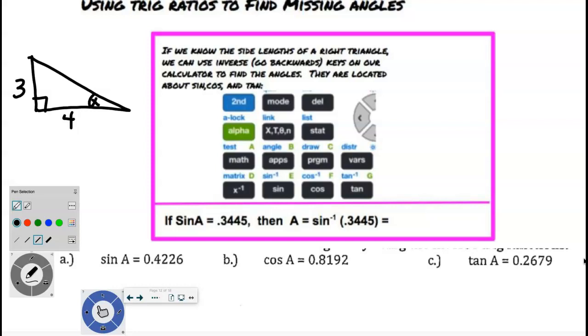I am not looking for a side. I'm looking for an angle. If you look above your sine, cosine, tangent buttons, you're going to see this notation up above. So everybody go look at their calculator and locate it. The reason they are one over the other is they actually kind of undo each other. They're inverse operations. When you hit sine of 47 degrees, it tells you what the sine is. If you do sine inverse, it'll tell you what the angle was.